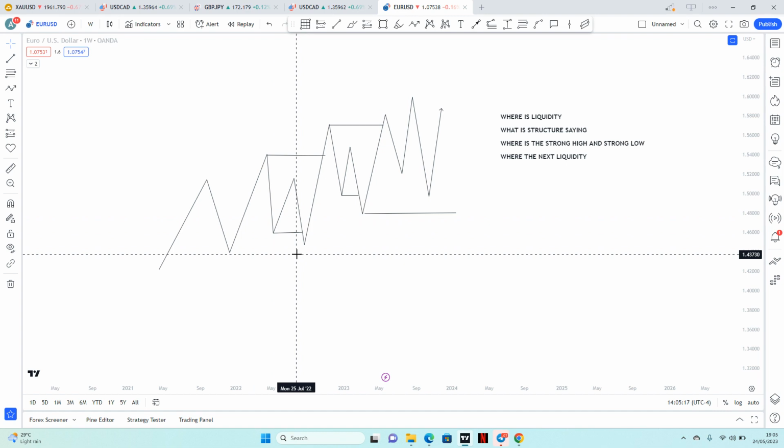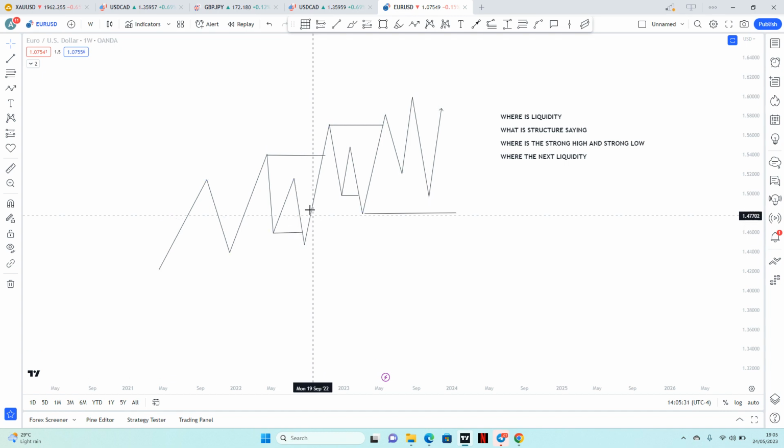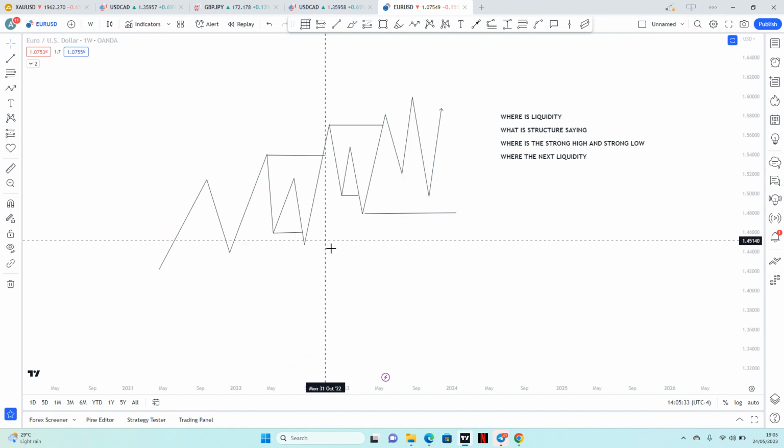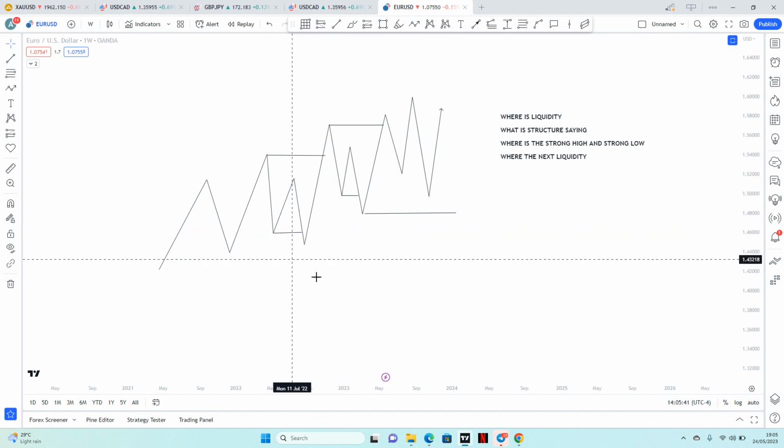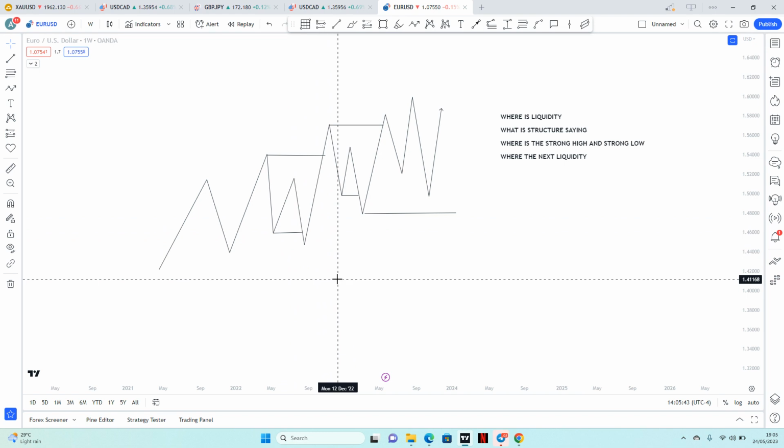Order blocks are not just the last down candle before an up move. That's a lie. Whoever told you that is deceiving you, he's just trying to sell rubbish to you. Order blocks are those consecutive candles. You can refine it to the last one, yes, fine. But the reason they are called order blocks is the fact that they took liquidity. If they didn't take liquidity, it is not an order block.